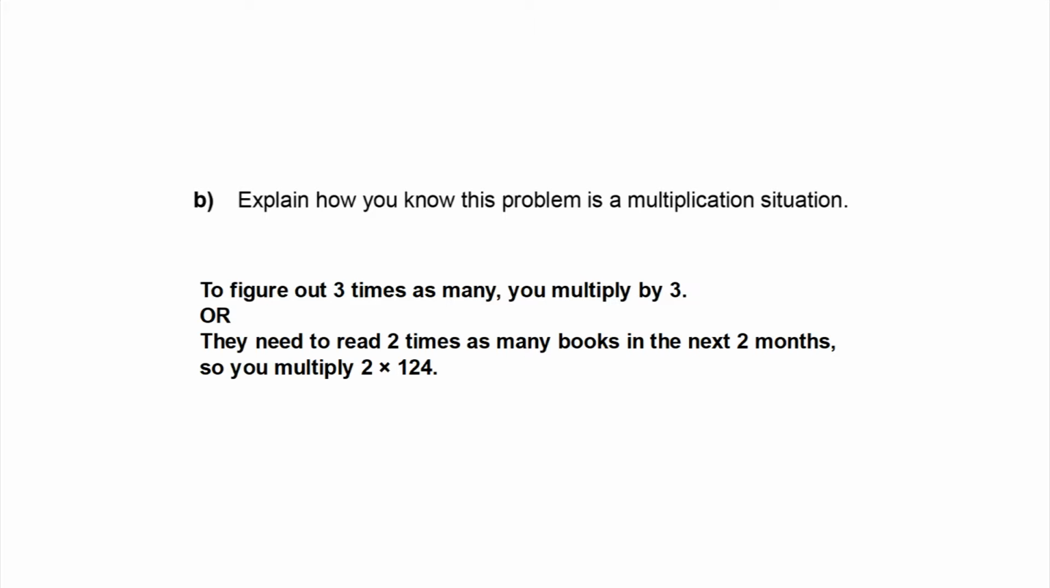Explain how you know this problem is a multiplication situation. So to figure out 3 times as many of something, you're multiplying by 3. Or you could say they need to read 2 times as many books in the next 2 months, so you're multiplying 2 times 124.